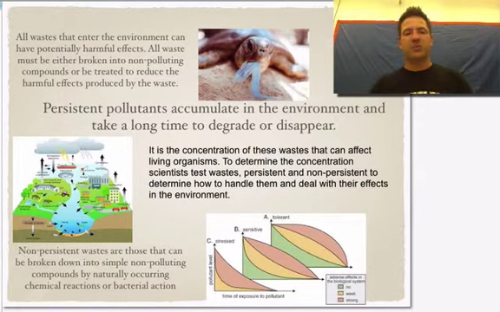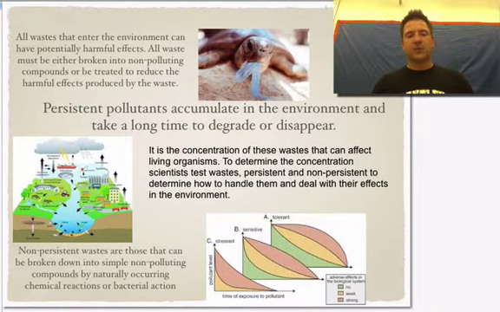Now, same thing with persistent pollutants. What they do is they accumulate in the environment, and they take a long time to disappear. Okay, they just stick around. So DDT sticks around in the environment through biomagnification. It just sticks in the environment for a long time.